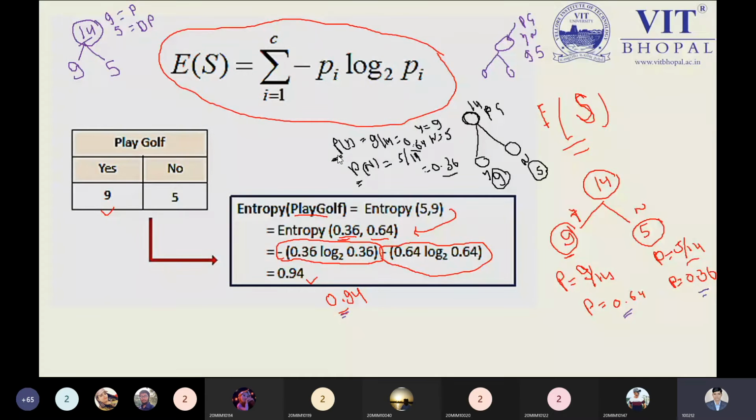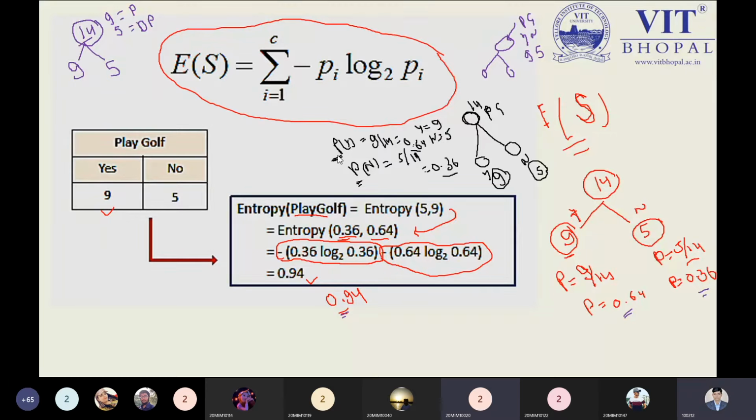Before calculating the information gain, let me tell you all how to calculate the entropy. That is the method. Is it clear to all right now how we are calculating the entropy by our formula, minus summation of P into log P? Is it clear to all right now? So we have to remember a few log values.